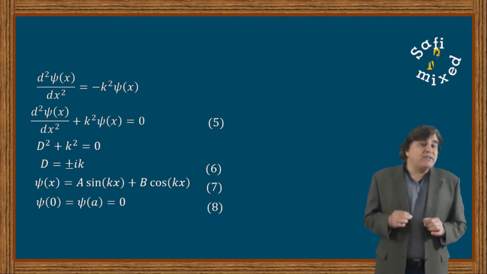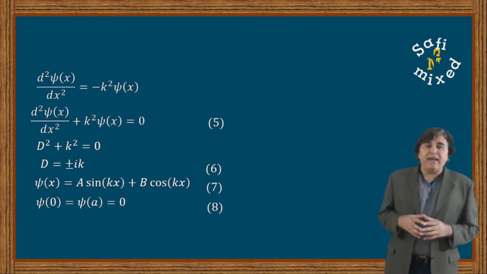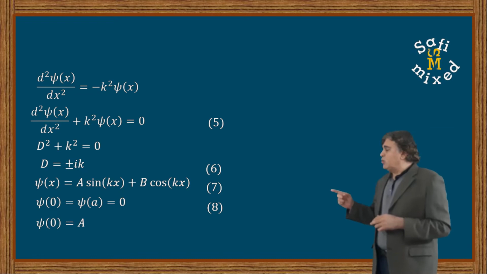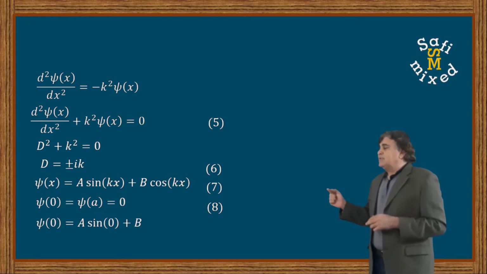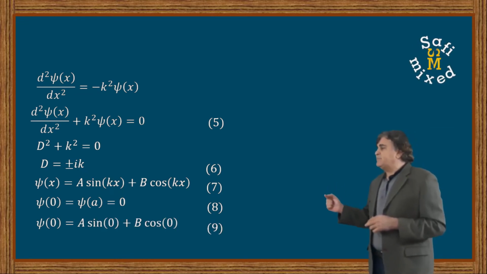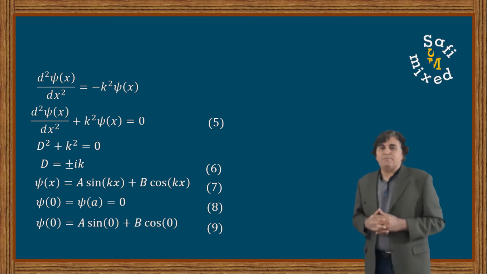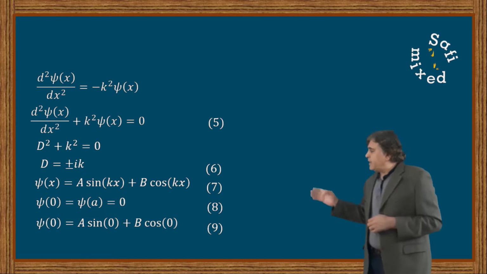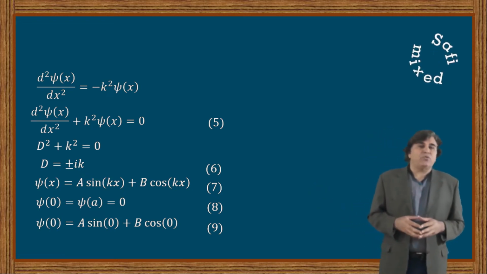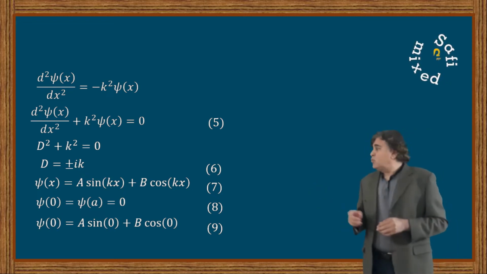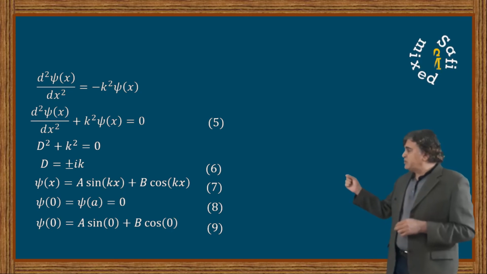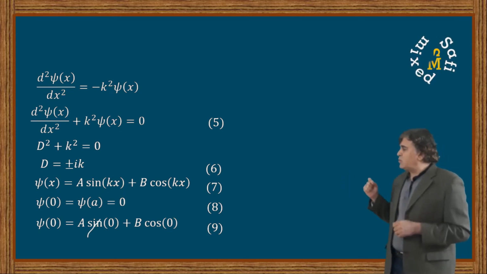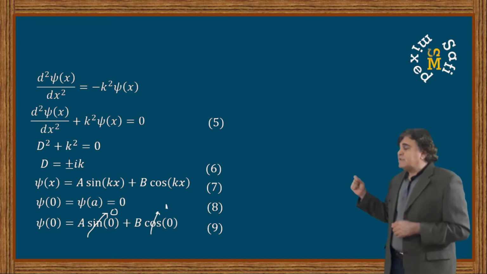First, setting x equal to 0 in equation 7 gives psi of 0 equals a times sine of 0 plus b times cos of 0. With reference to equation 8, the left side of equation 9 is 0. And on the right, only the first term goes to 0 because sine 0 is equal to 0. However, cos 0 is 1.